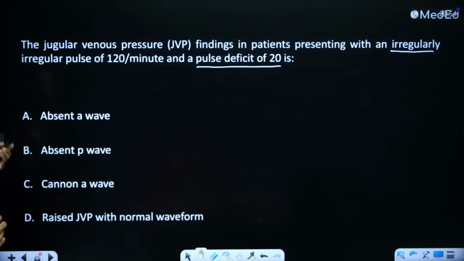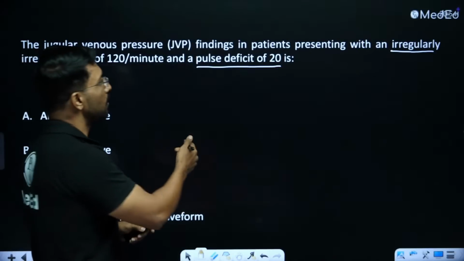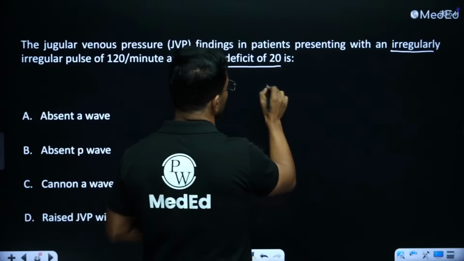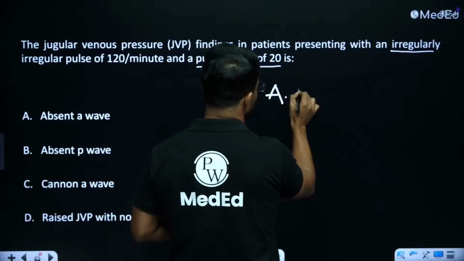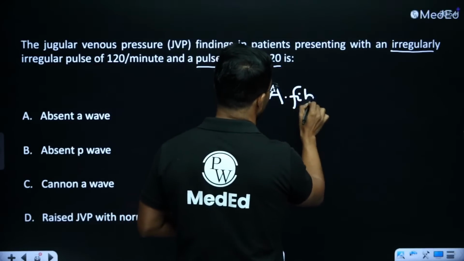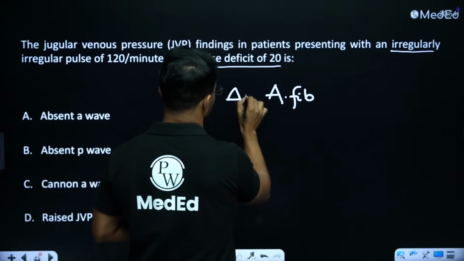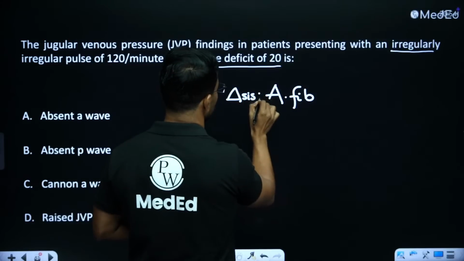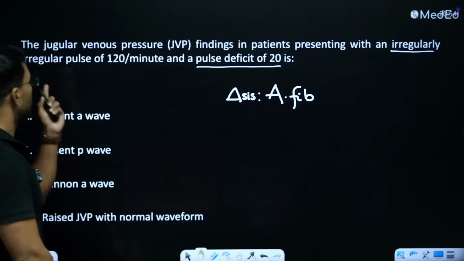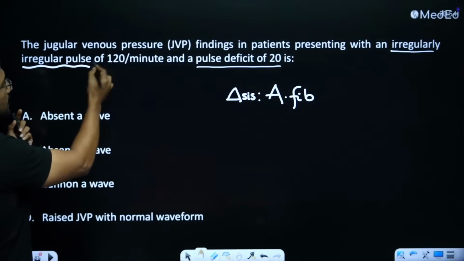Okay, now let's go to the next question. The question is on JVP findings in patients presenting with an irregular pulse and a pulse deficit of 20. Pulse deficit of 20 and irregular pulse. So what is it suggestive of? I think we have discussed a question on this. It is suggestive of atrial fibrillation. Diagnosis is atrial fibrillation.